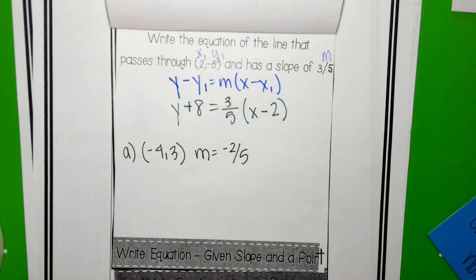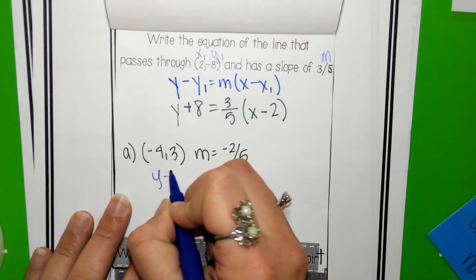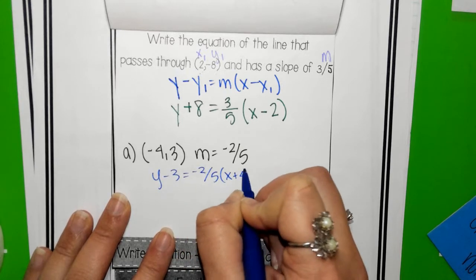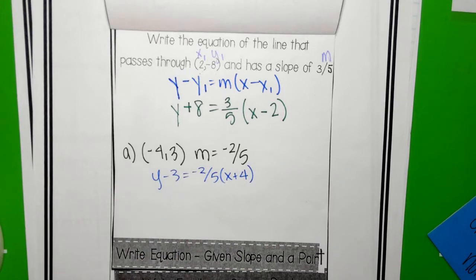So hopefully by now you have written on your paper at least the first part of the formula, and you should have y minus 3 equals negative 2/5 times x plus 4.